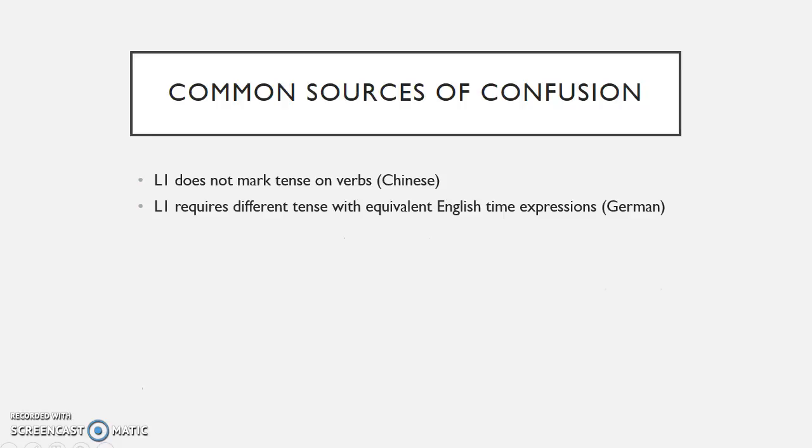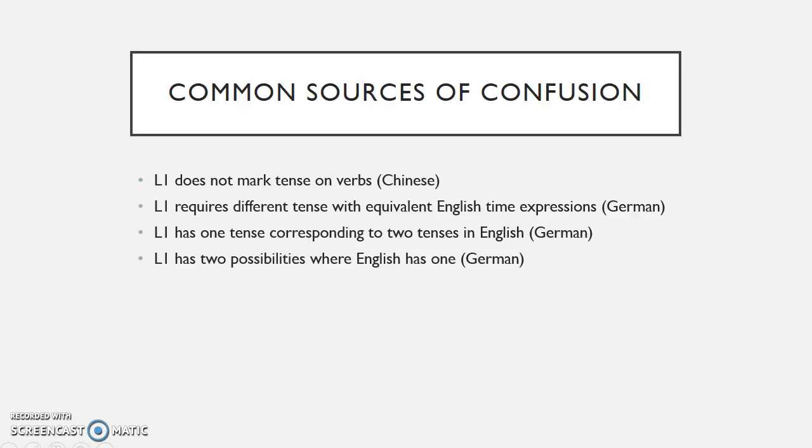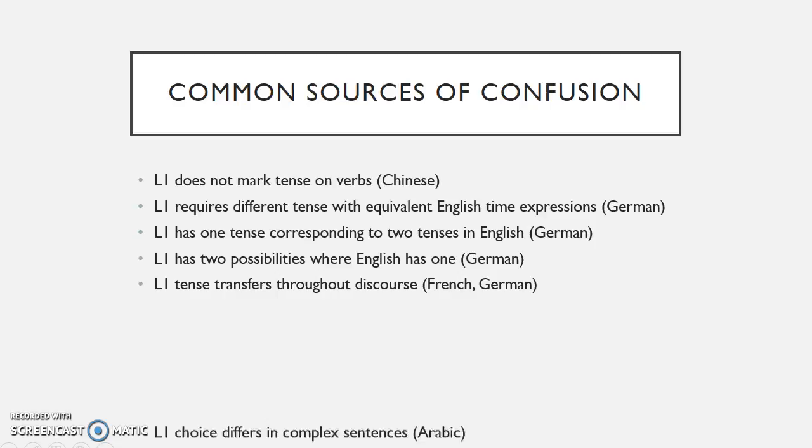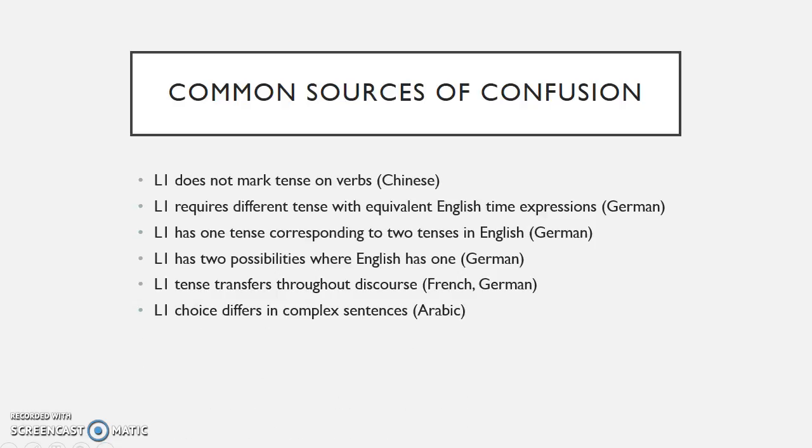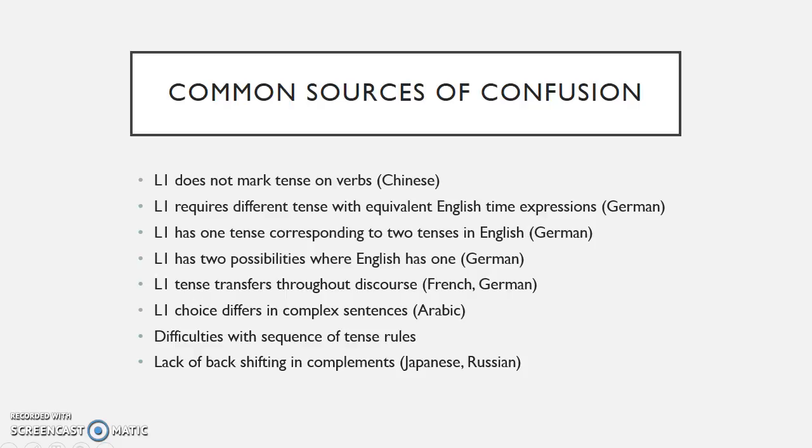The L1 requires a different tense with equivalent English time expressions, like in German. L1 has 1 tense corresponding to 2 tenses in English, in German also, and the reverse, where the L1 has 2 possibilities where English has only 1. The L1 tense transfers throughout discourse. The L1 choice differs in complex sentences, or there are difficulties with sequence of tense rules. There may also be a lack of backshifting in complements.